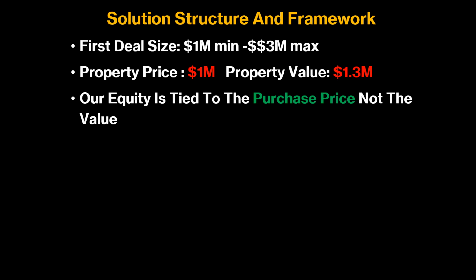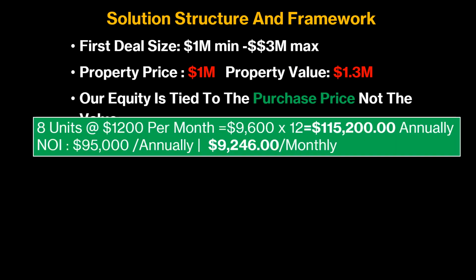My equity is tied to the purchase price, not the value. Got it? It was an 8-unit complex, $1,200 a month per unit. There are the numbers again. Annual 926. We deal with net operating income, not gross. We don't need to do comparables to run these numbers when we're dealing with income properties and we know the framework and the parameters to work with.